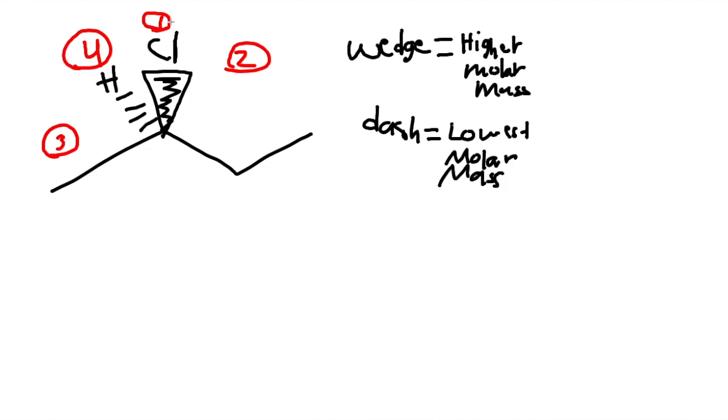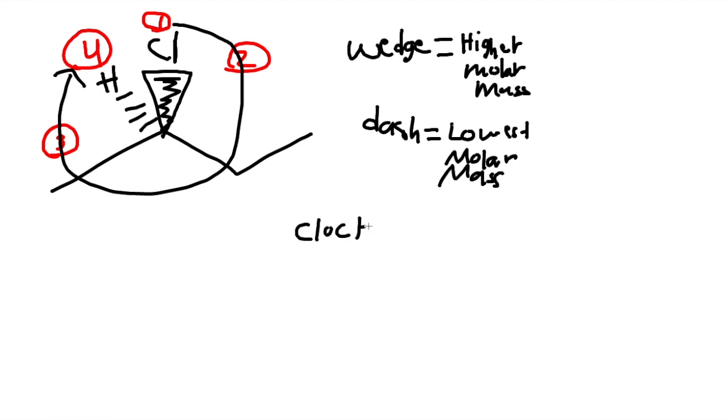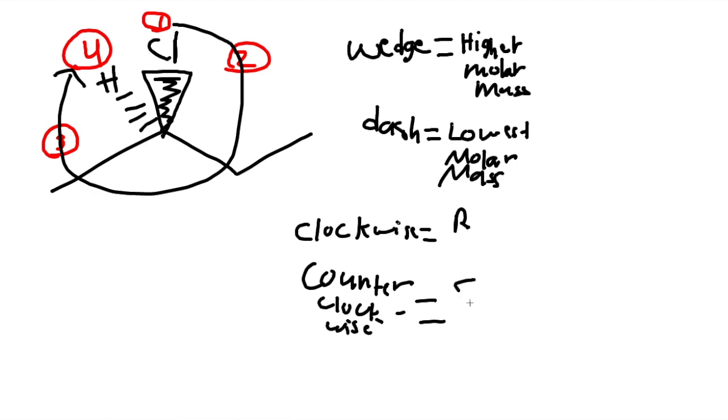Now you just draw the arrow. So 1, 2, and 3. So now going clockwise is R, going counterclockwise is S. So this is going clockwise, so this is R. Let's try a few examples.